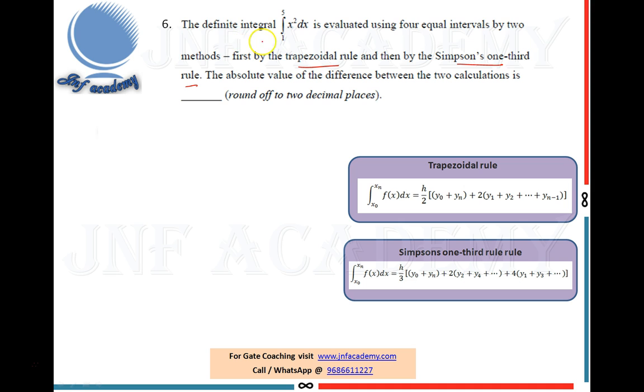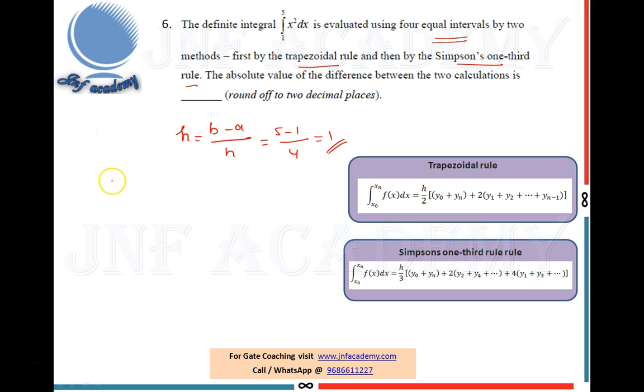First, the definite integral value is given. Next, using four equal intervals, the number of intervals is 4. We have to find the value of interval h equal to b minus a by n. b is upper limit 5, a is lower limit 1, n is 4. So finally I got h value is 1.